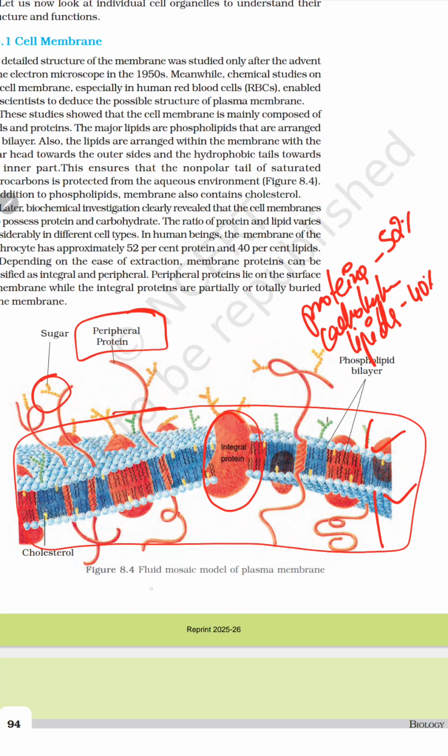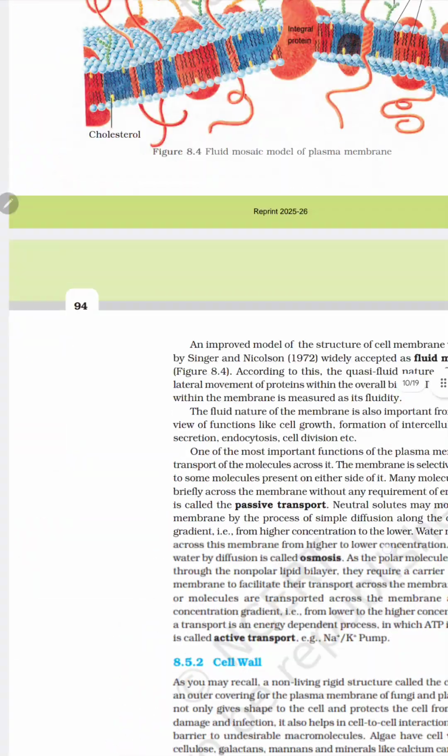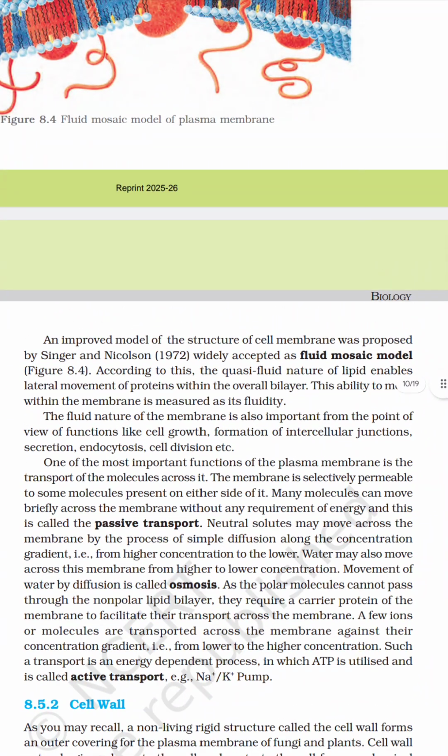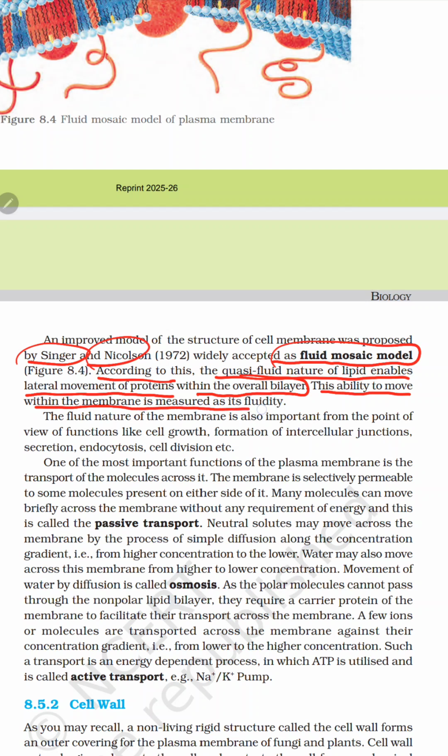This is known as the fluid mosaic model of the plasma membrane. It was proposed by two scientists, Singer and Nicolson. According to this model, the quasi-fluid nature of lipids enables lateral movement of proteins within the overall lipid layer. This ability to move within the membrane is fluidity.